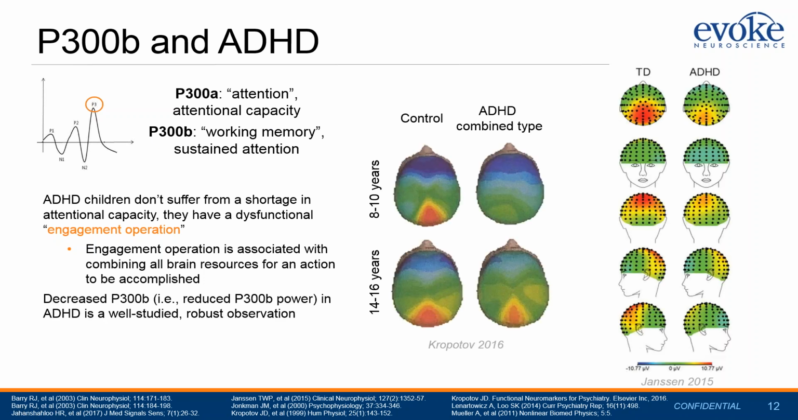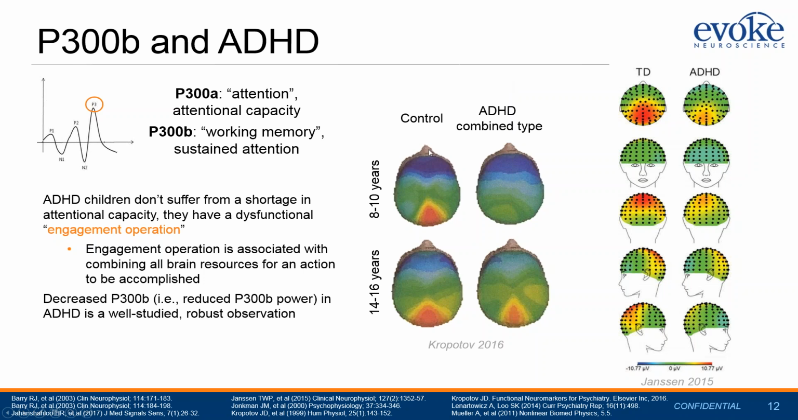Now, decreased P300B, meaning reduced power in P300B, so shifted down on the y-axis, is very well studied in ADHD. It's a very robust observation that ADHD patients have decreased P300B compared to controls. And these are just some visual representations of how that looks on a head map.